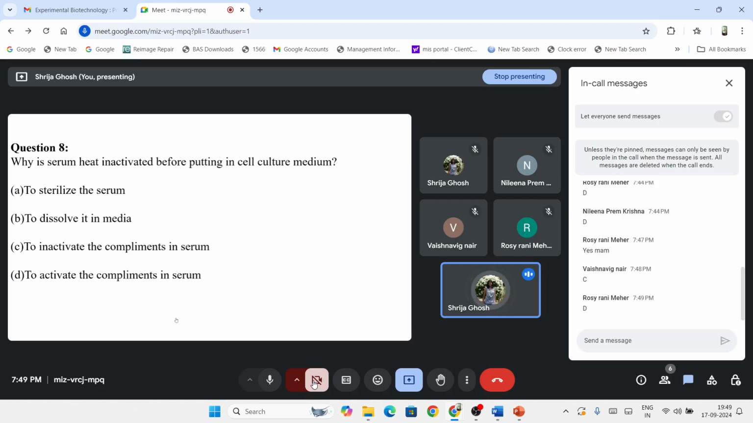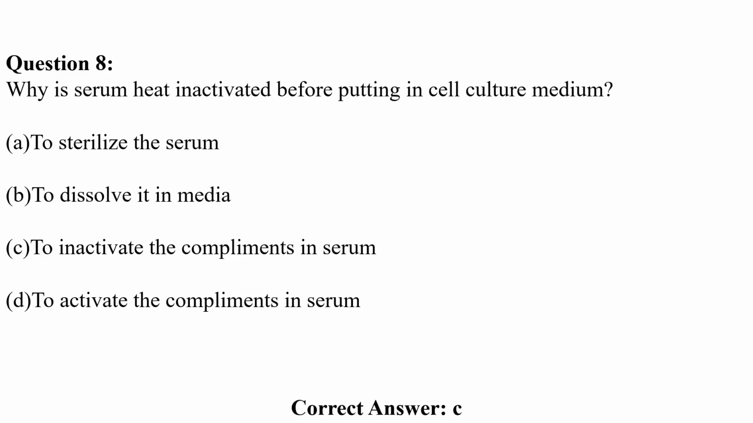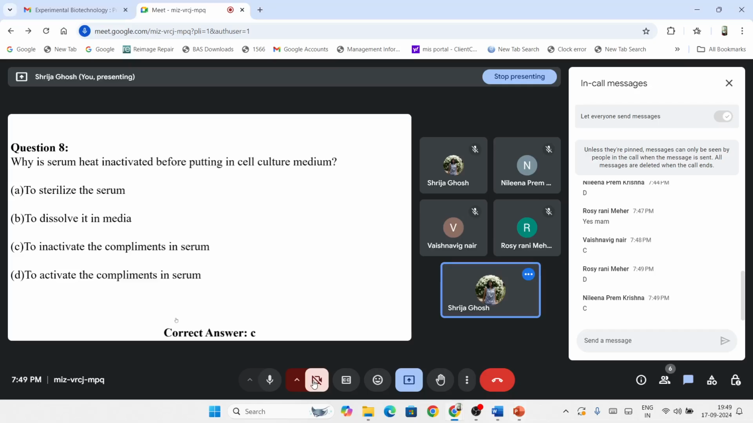Okay, Rosie says option D, to activate the complements in the serum. So the correct answer is to inactivate the complements in the serum. Yeah, so two people answered option C. Option C is the correct answer actually.